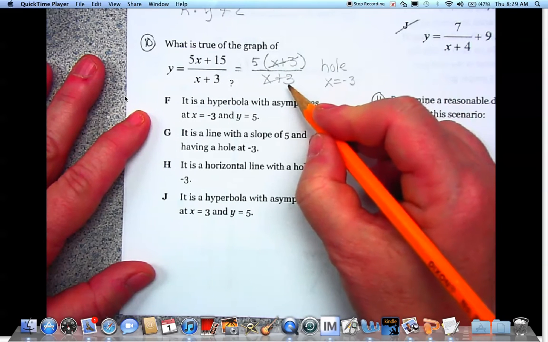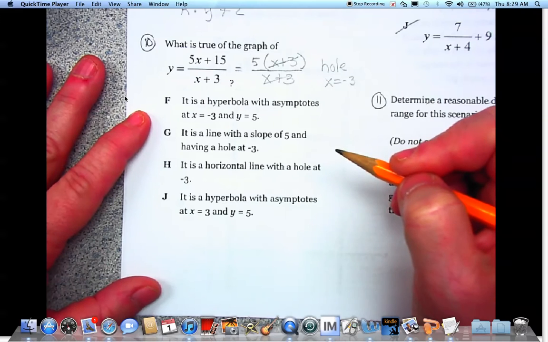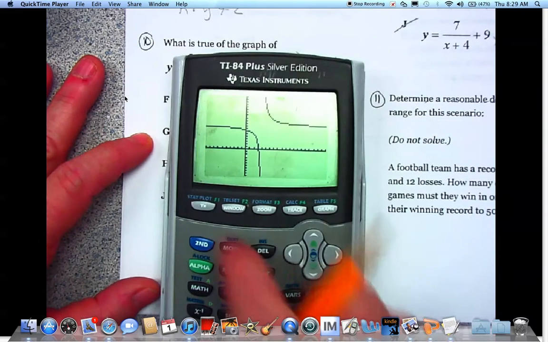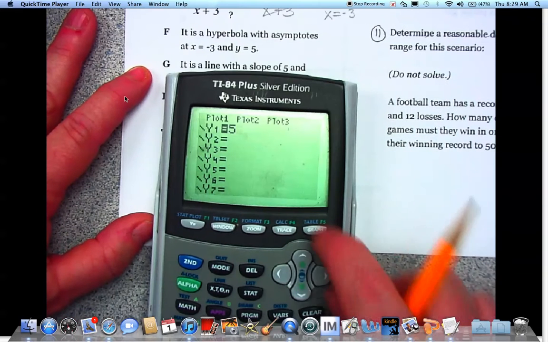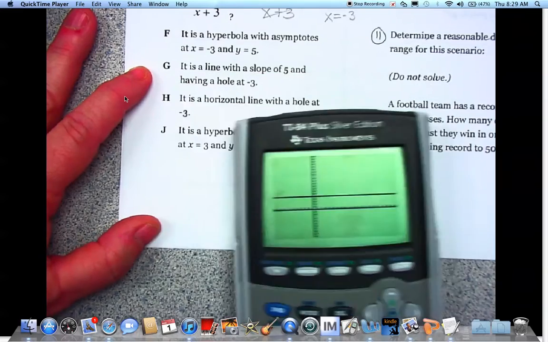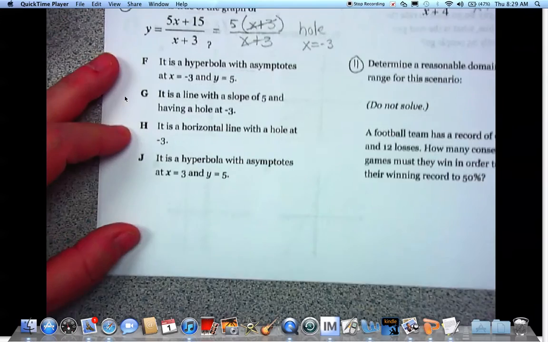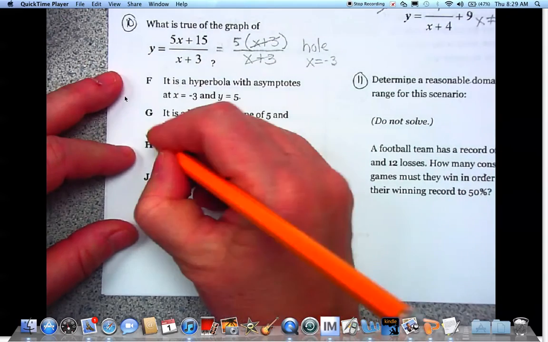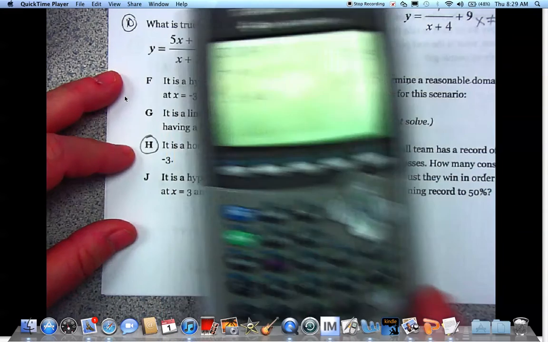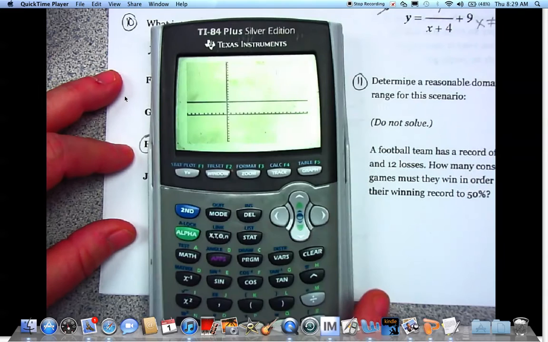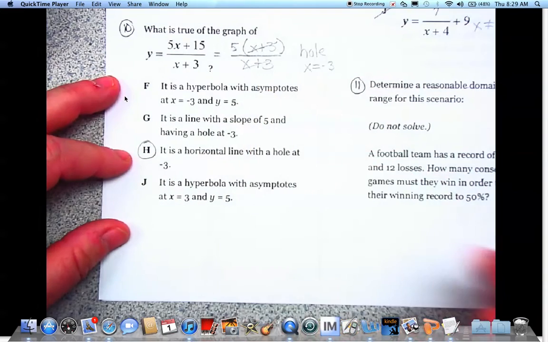No, you set it equal to 0. You always do that. You always set it equal to 0. So when you graph it, you end up with just a line. And it's actually a horizontal line with a hole at x = -3. You could graph (5x + 15)/(x + 3) and see that it is a horizontal line, but then you have to see if it has a hole by factoring and canceling.